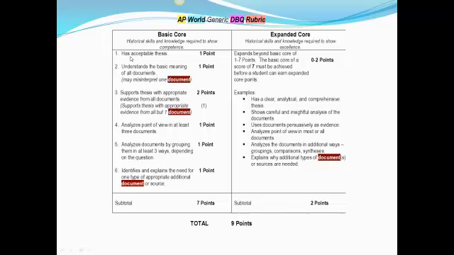Next we see the AP World History Generic DBQ rubric, and you see that there are two parts to the rubric. On the left side you have your basic core, and you need to memorize 1 through 6 to make sure that you have these ready when you take your test on May the 12th, 2011. Number one, you have to have an acceptable thesis, and this is the most important part of your DBQ rubric. Number two, you must understand the basic meaning of all the documents that they are provided.